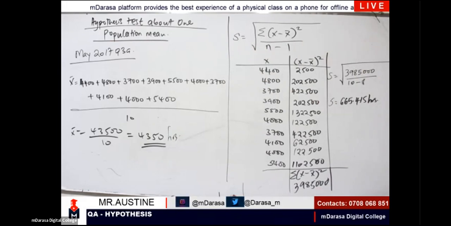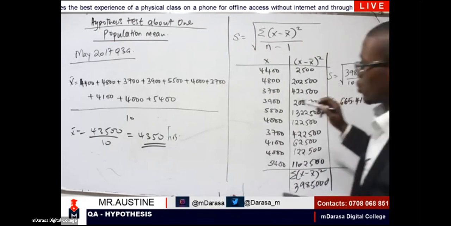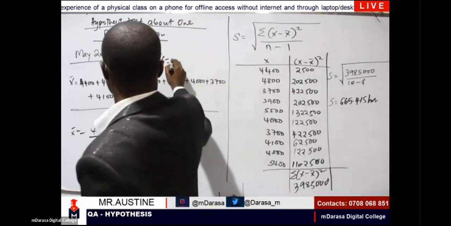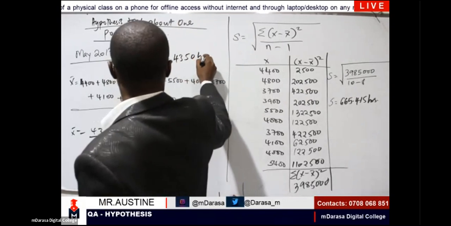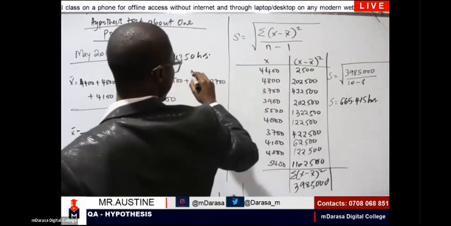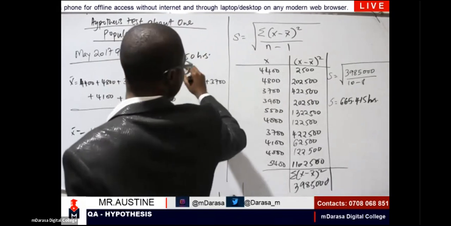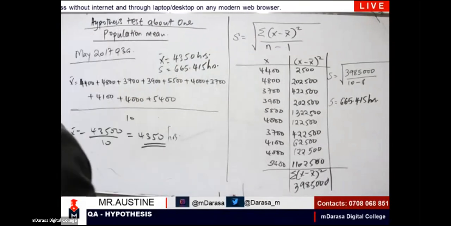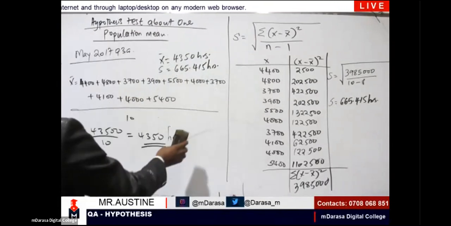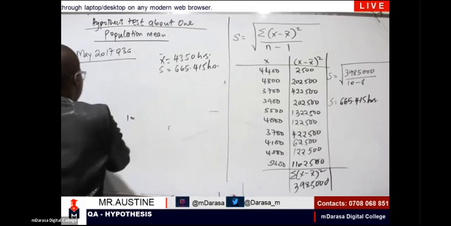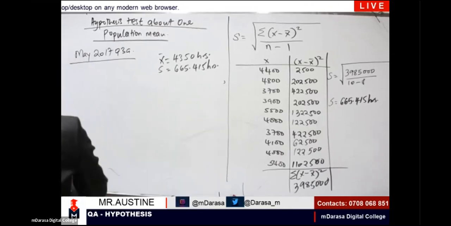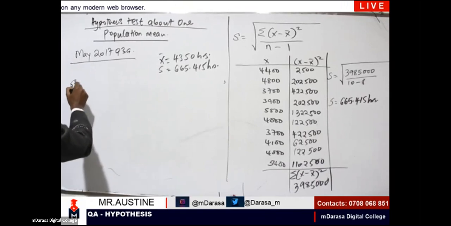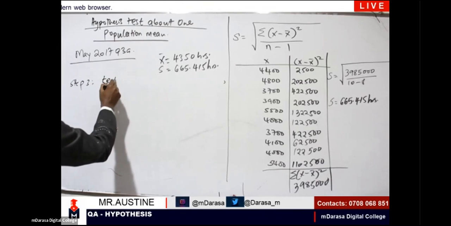This one, you found the sample mean to be 4,350 hours. Recall that all this is to assist us to get the test statistic. So let me record that the sample mean is 4,350 hours and the sample standard deviation is 665.415 hours. Now let me finish step 3, which is to get the test statistic.